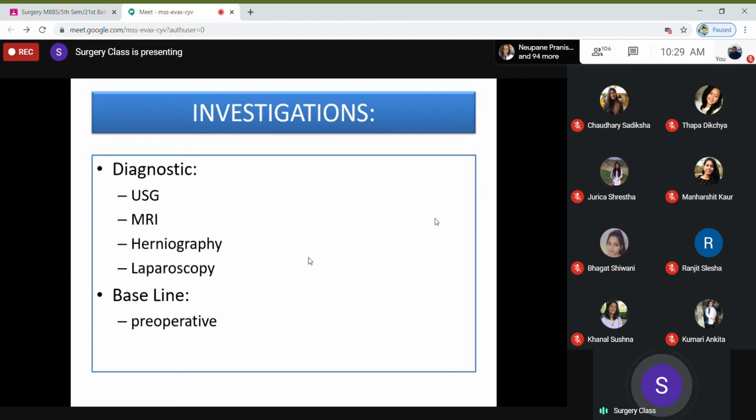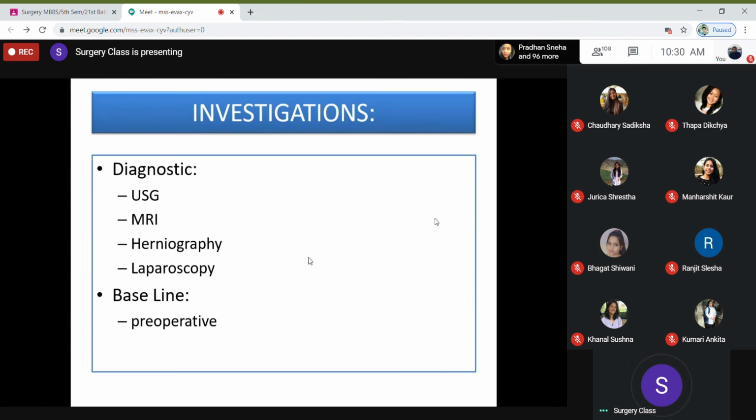And investigation-wise, the best is ultrasound. That gives you a good idea. It might give the site of the defect, the size of the defect, the level of the defect, and the content of the sac. MRI is good for soft tissue. And laparoscopically, you can push your laparoscope and see where the defect in the abdominal wall is.